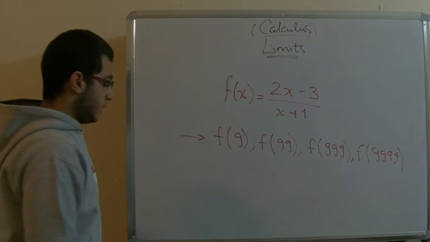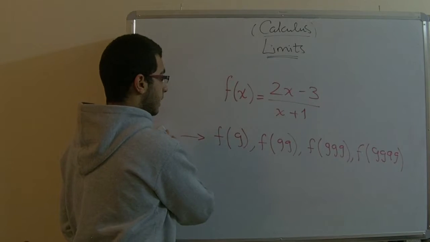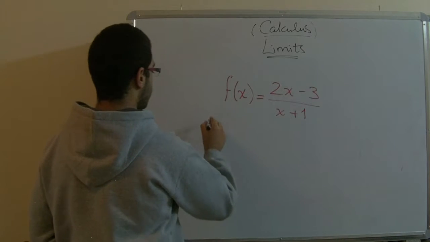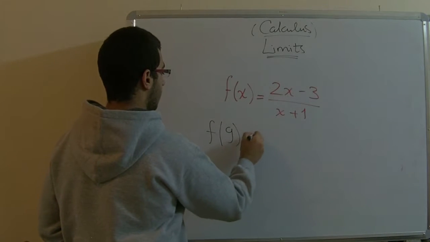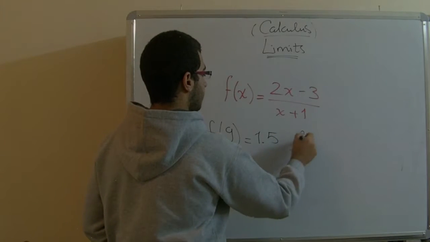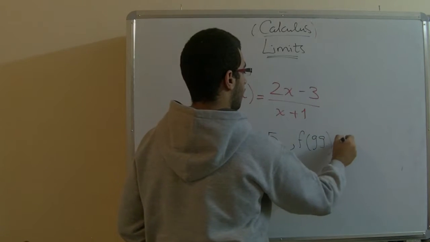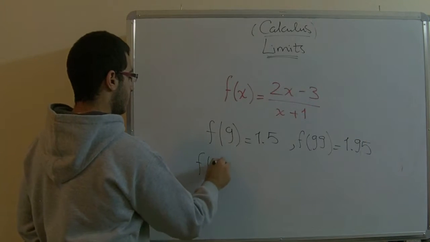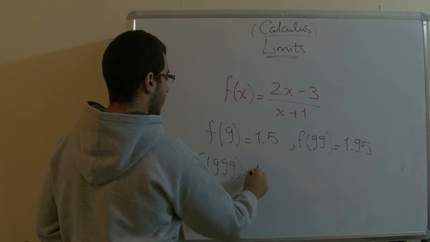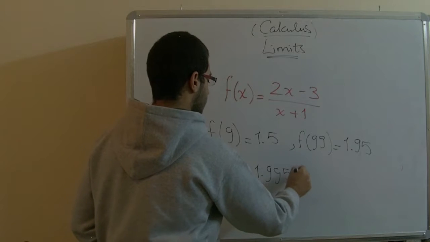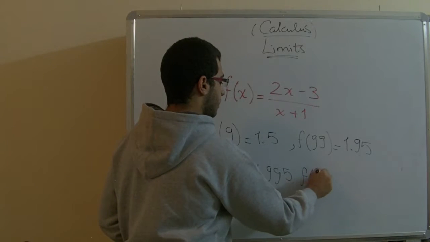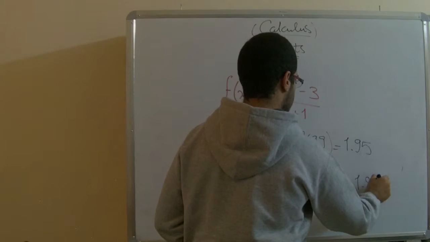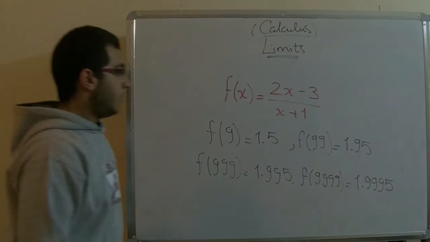Well, if you try it, you will have results that look like this. f(9) will equal 1.5. f(99) equals 1.95. f(999) equals 1.995, and f(9999) gives you 1.9995.